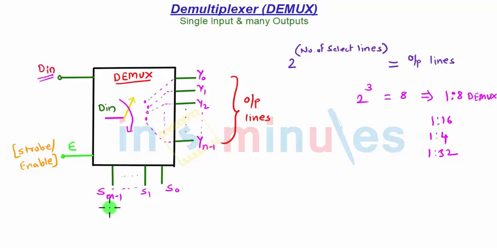And here a very important point to be noted is that the demultiplexer is exactly opposite of the multiplexer, because a multiplexer takes several inputs and one output, while here there is only one input and multiple outputs.